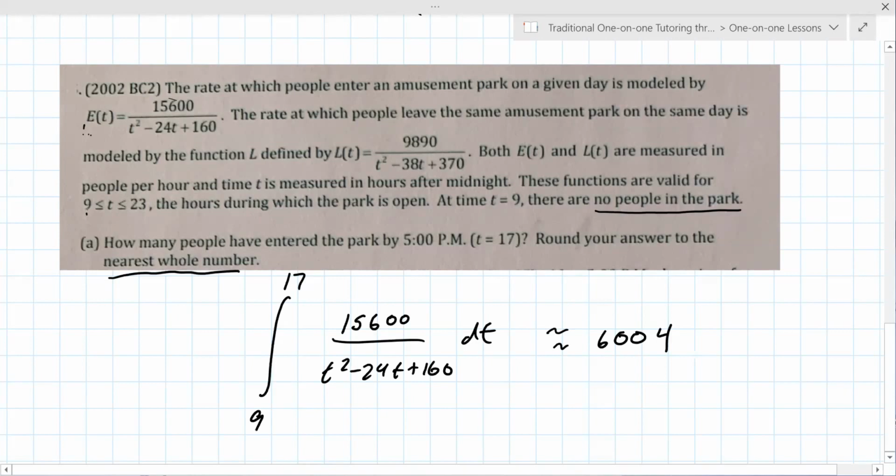Okay. Perfect. Sounds good. Okay, yeah, so moving on to part B.